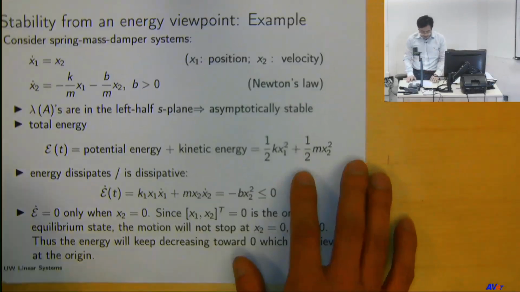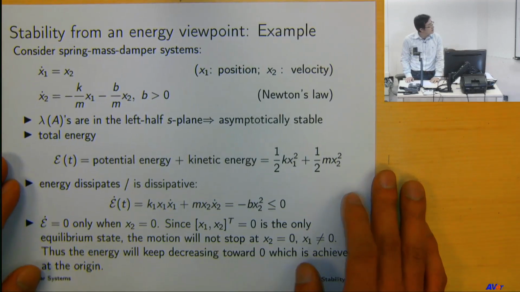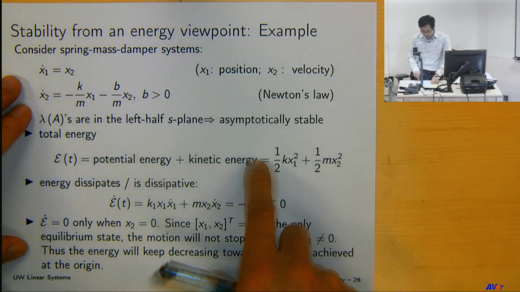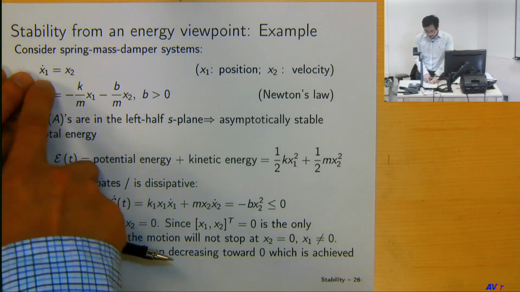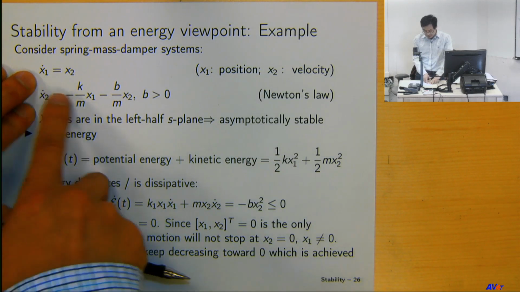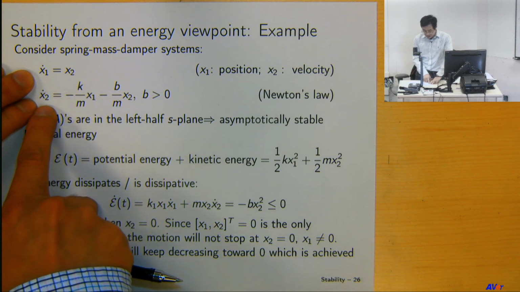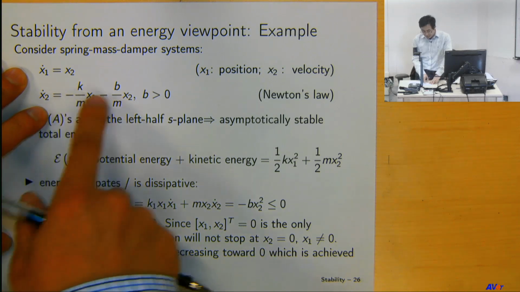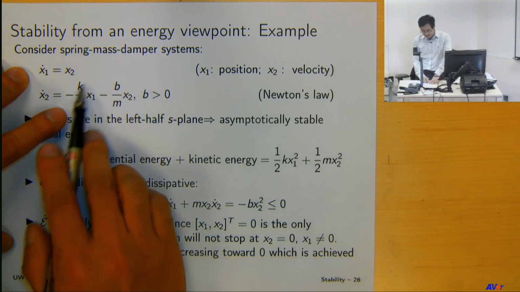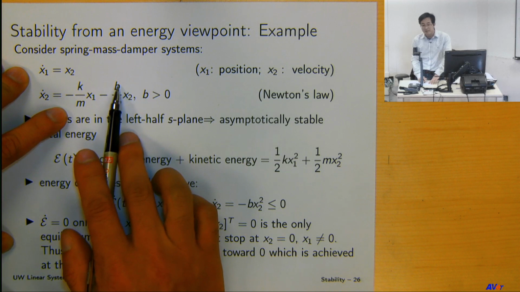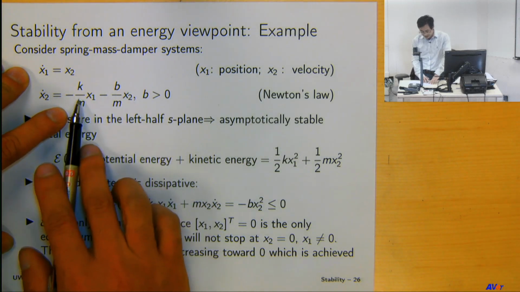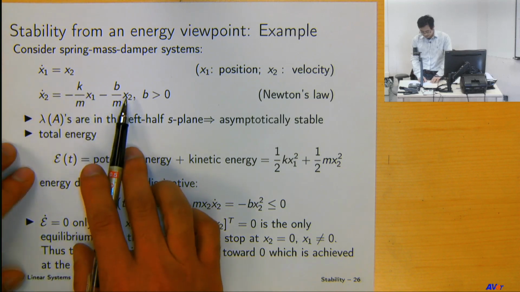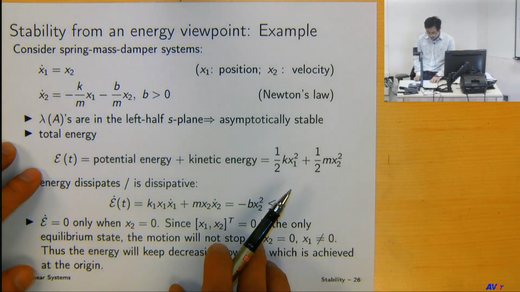Let's start from the easy case, the energy perspective. In context of a spring mass damper, where you have the velocity information, the derivative of the position is velocity, and the derivative of the velocity is the acceleration, your total force from the spring, from the k coefficient, and the damping term, divided by the mass. So you see that essentially ma equals total force from Newton's law.